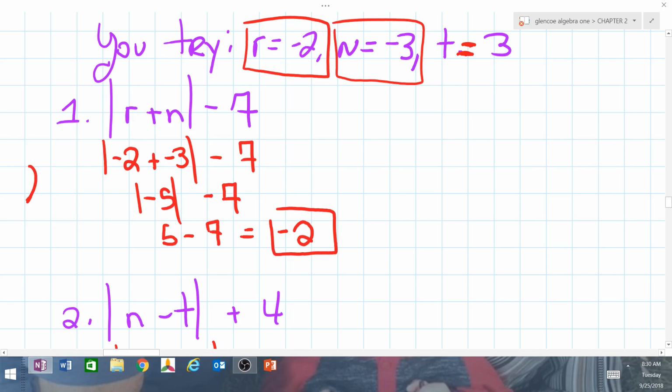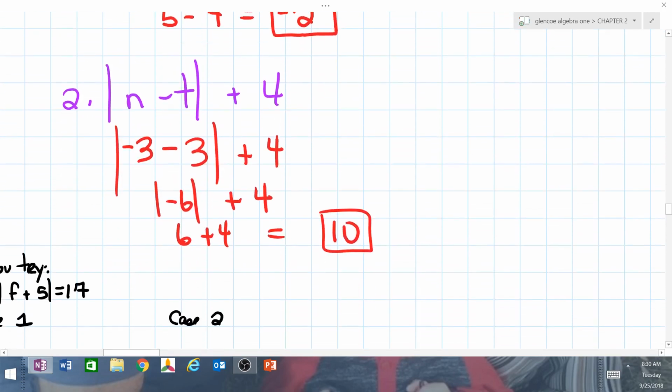Okay, well, I'm going to show you the answer. 10 is correct, so let's go ahead and show you. So we have a negative 3 minus 3. A negative 3 minus 3 is the same thing as a negative 3 plus a negative 3, which is negative 6. The absolute value of negative 6 is 6. 6 plus 4 is 10. What you did is you took the absolute value of negative 6 and said it was negative 6. The absolute value of a negative number is always positive. Does that help? Does anyone have a question?